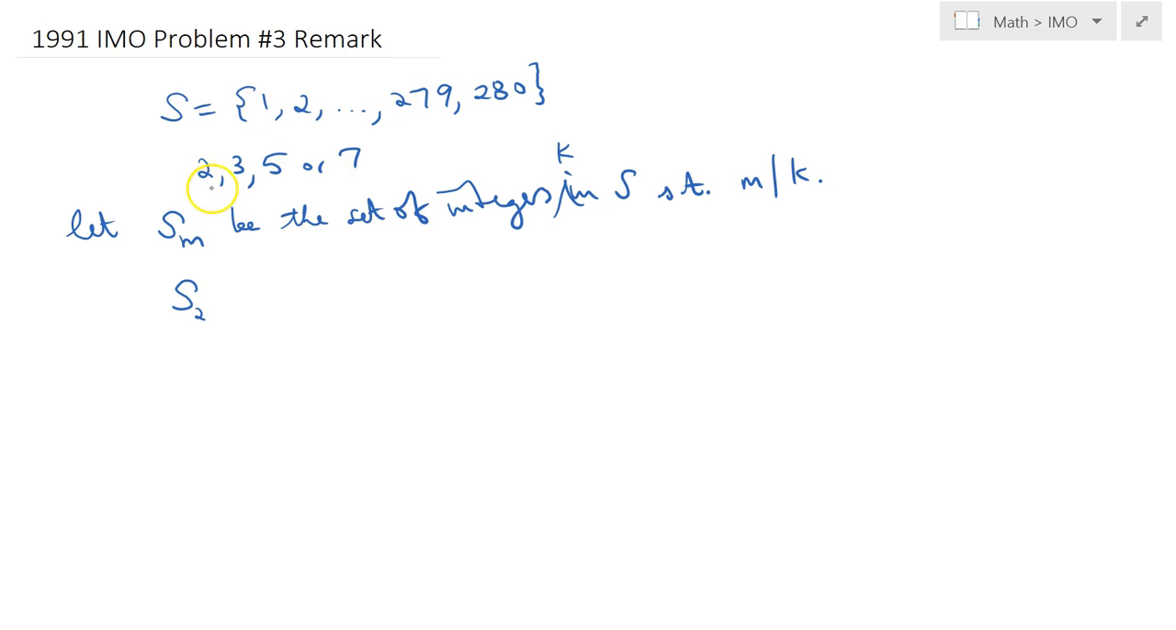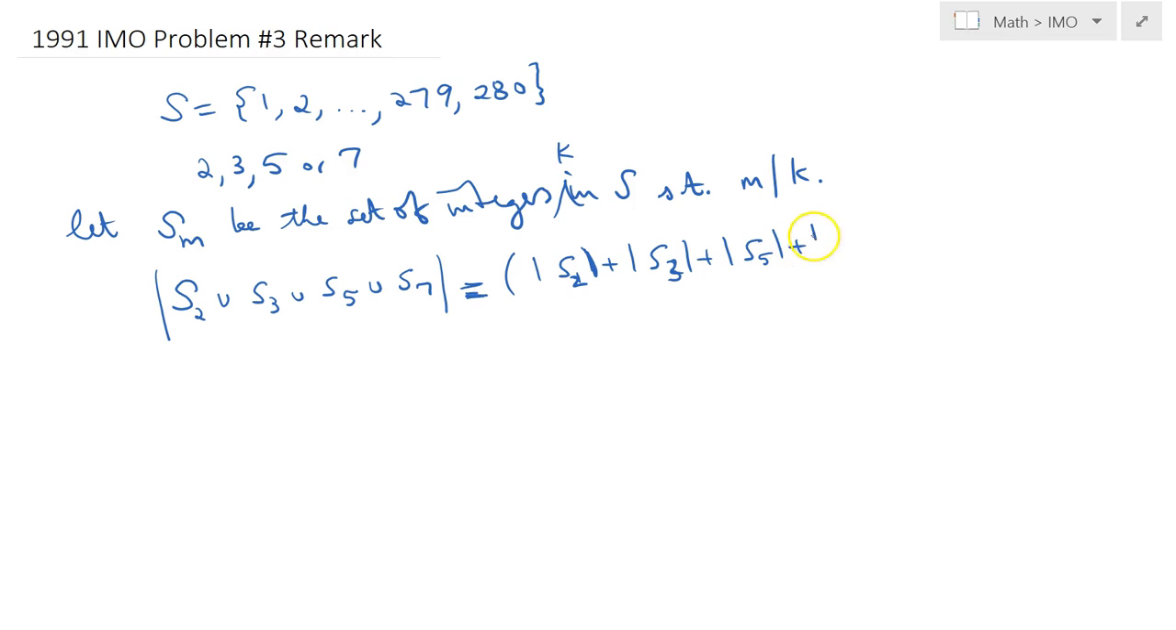So what I would like to compute is the number of elements in S that are divisible by 2, 3, 5 or 7 by using the principle of inclusion and exclusion. So that's what I'm interested in counting, the number of elements in this union. Well, let's first write down the principle of inclusion exclusion: S sub 2 plus S sub 3, S sub 5, S sub 7.